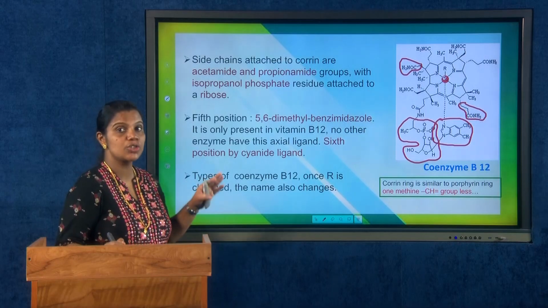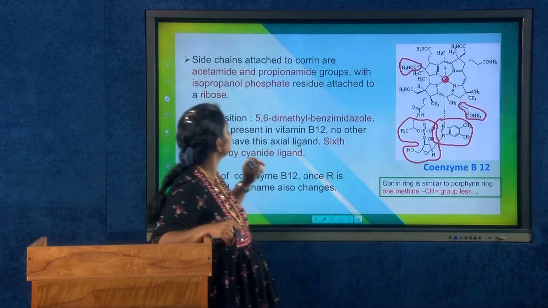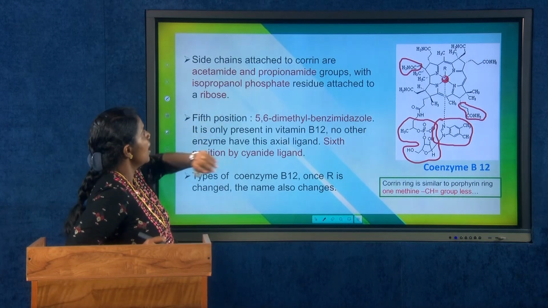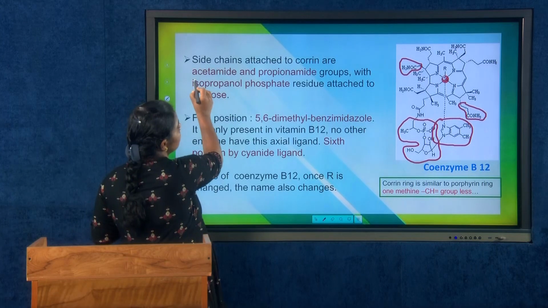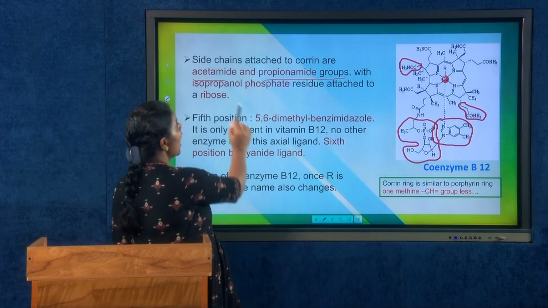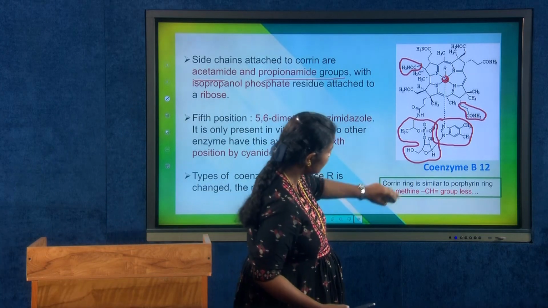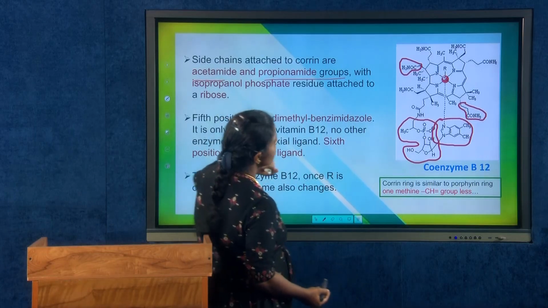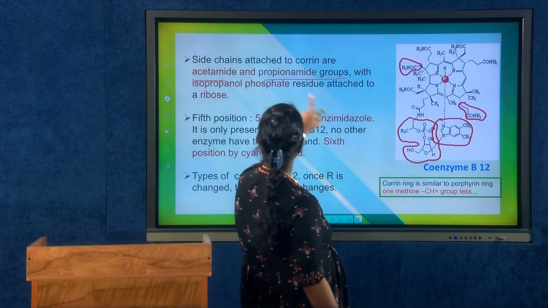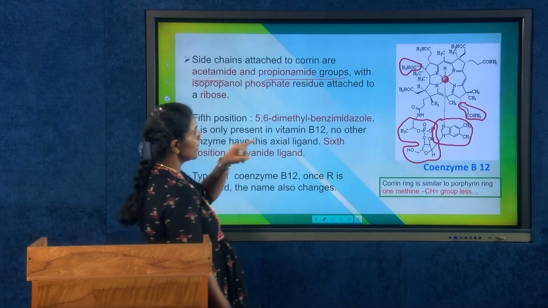Now, let us see the structure of coenzyme B12 in detail. The side chains attached to the corrin ring are acetamide and propionamide groups, with an isopropanol phosphate residue attached to the ribose. Here you can see the acetamide, propionamide and the isopropanol phosphate attached to the ribose.